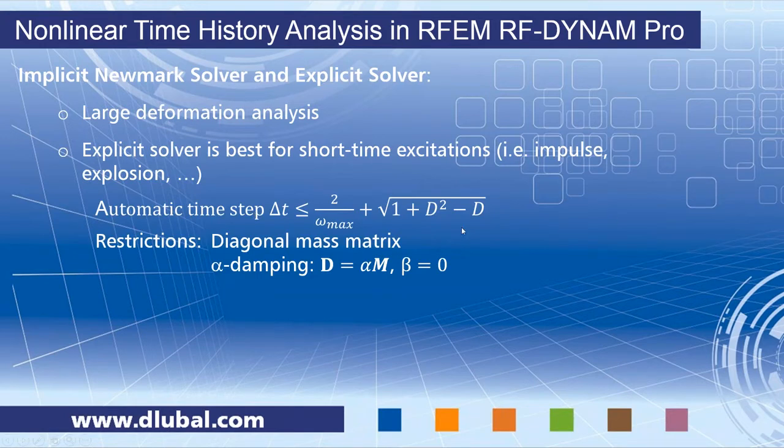Here the formula is provided, but the omega max is not known by RFEM itself, so it is approximated with the smallest finite element length. This is the automatic time step evaluation, but you are allowed, and it is often required in RFEM, to define an even smaller time step manually. The explicit solver in RFEM has some restrictions.